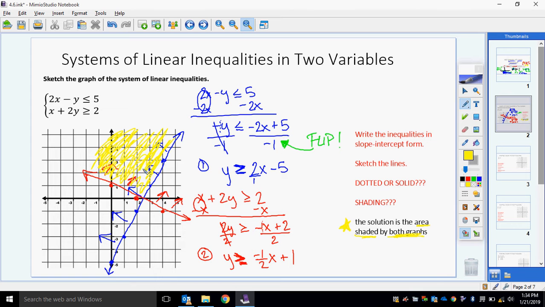Because notice that over here, in this question mark area, that's above the red line, but it's below the blue. So it's not satisfying both. It's only satisfying the red. And over here in this question mark area, it's above the blue, but it's not above the red. And obviously, this isn't satisfying either of them. But this upper left corner here, that's satisfying red and blue. It's both of them. So that's the solution to my system.